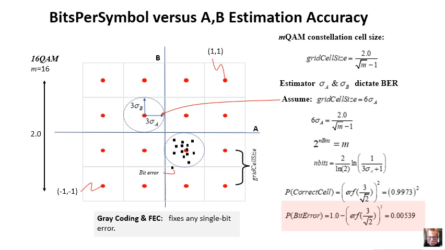The assignment of the constellation's A and B grid pattern to a specific bit sequence uses what's called gray coding. Gray coding means that any receiver estimation error that assigns the A and B into an erroneous neighbor grid cell will result in only a single bit error.